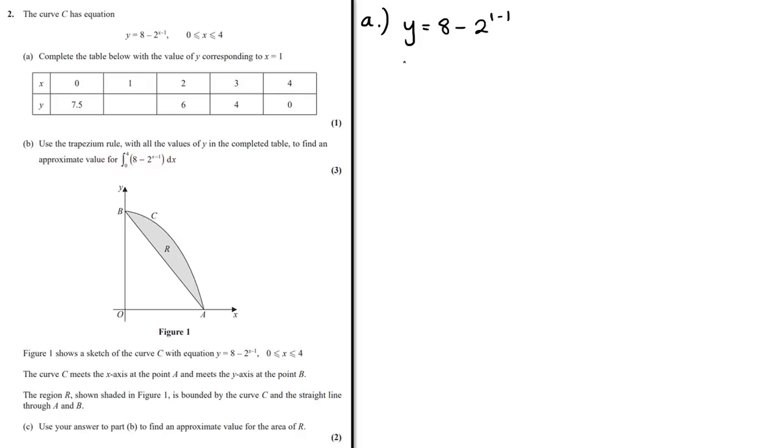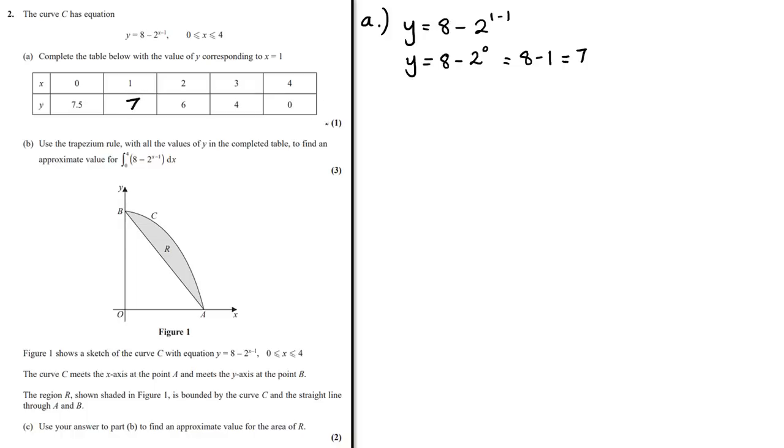So all we need to do now is simplify this. So we get y equals a minus 2 to the power of 1 minus 1, which would give us 2 to the power of 0. And we know anything to the power of 0 is equal to 1. So what I get here is a minus 1, giving us 7. So in that case, when x equals 1, y is equal to 7.